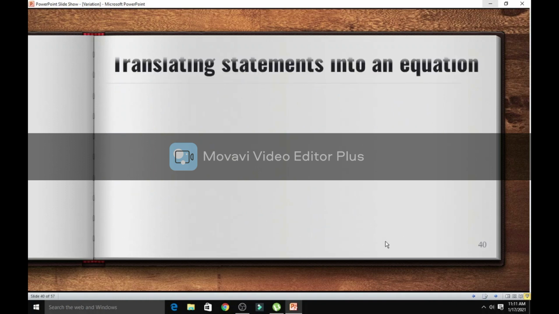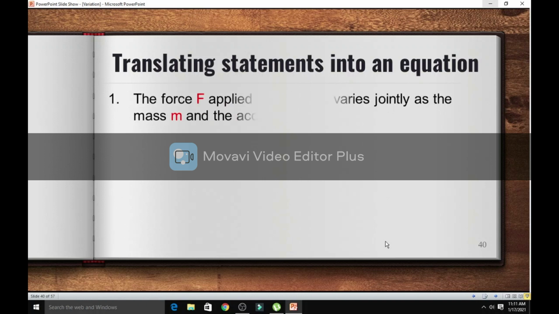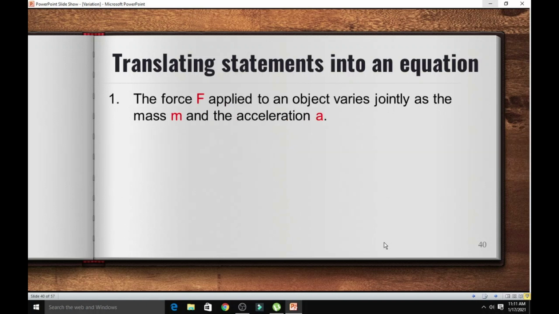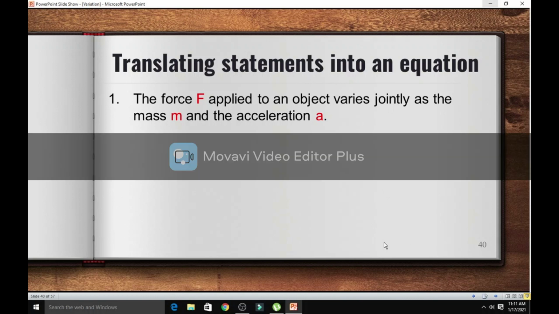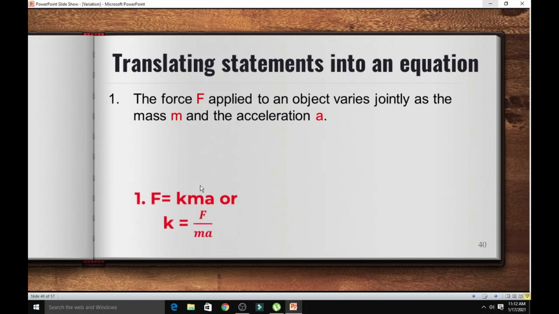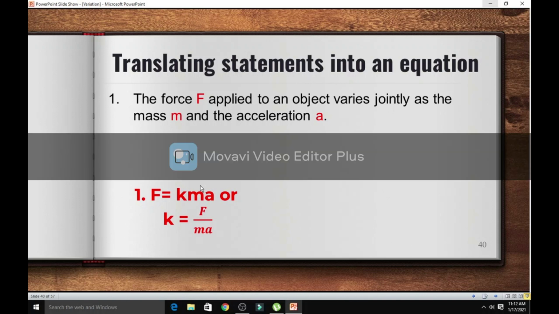So, let us translate two more statements into an equation. Paano ba natin to ita-translate? Number 1. The force F applied to an object varies jointly as the mass M and the acceleration A. Kung makikita ninyo, iba na yung kulay ng mga letters na gagamitin natin into the equation. Para mas madali po natin gawing equation, ginawa ko ng kulay red yung tatlong variables na kino-compare natin. Yung F ilalagay natin sa left side ng equation, yung M and A ilalagay natin sa right side ng equation kasama ng K. So, ang equation natin for number 1 is F is equal to KMA.